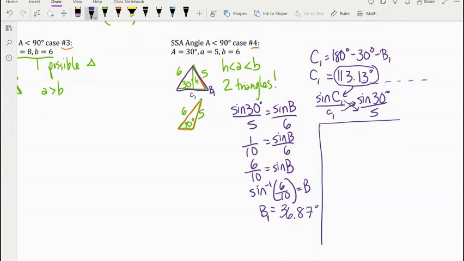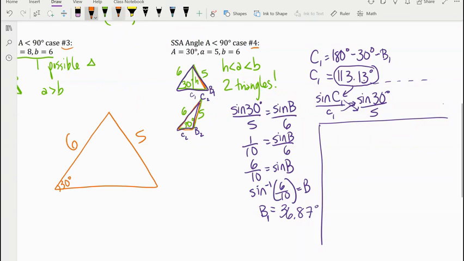Okay, so what about that second triangle here, this obtuse triangle? So I'm going to call this b sub 2. I'll call this one c sub 2, and I'll call this side length c sub 2. So it works like this. Again, I'm going to draw it large, okay? So I have my 6 here, I've got my 5 here, I've got my 30 degrees here. That's my first triangle I can create.